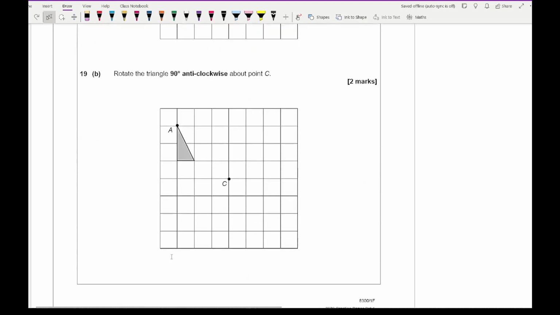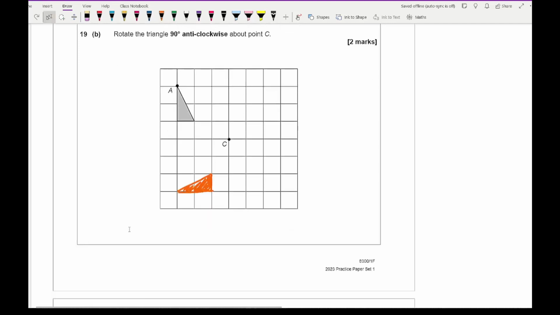So then moving on to question 19b, it says rotate the triangle 90 degrees anti-clockwise. So for this, you may need to use your tracing paper, and if you do this correctly, you should find that where your triangle should be is it should be there.